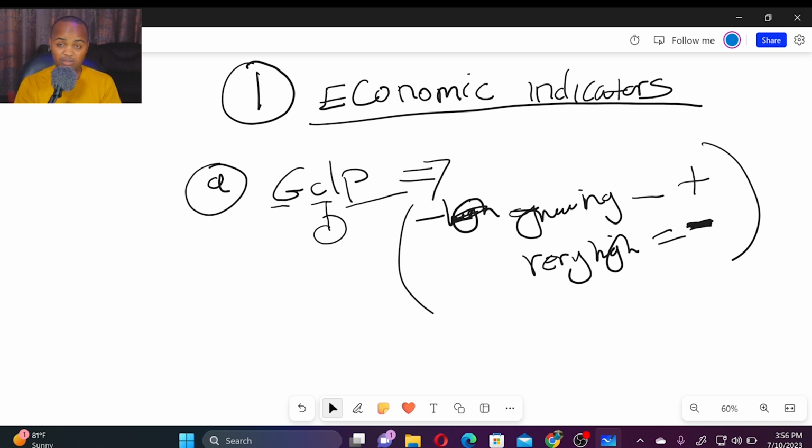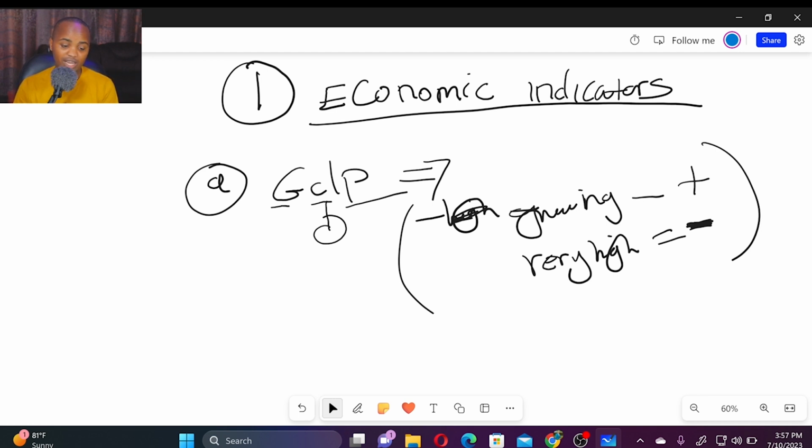But when we have a growing one, it is going to be positive because people are going to invest in that currency, the economy is going to grow, and the demand for that currency in that nation is going to go higher. So that is how you can translate GDP. That is what we call the GDP.